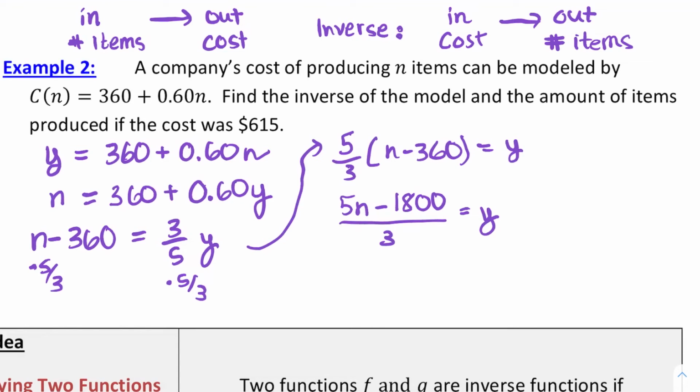Okay, and since my input and my output have swapped, the letters don't really make sense anymore, so I'm going to change that to n of c, because remember, I'm plugging in my cost, and then I'm getting out the number of items. So I'm going to call this function n of c, number of items that I get out when I plug in my cost.